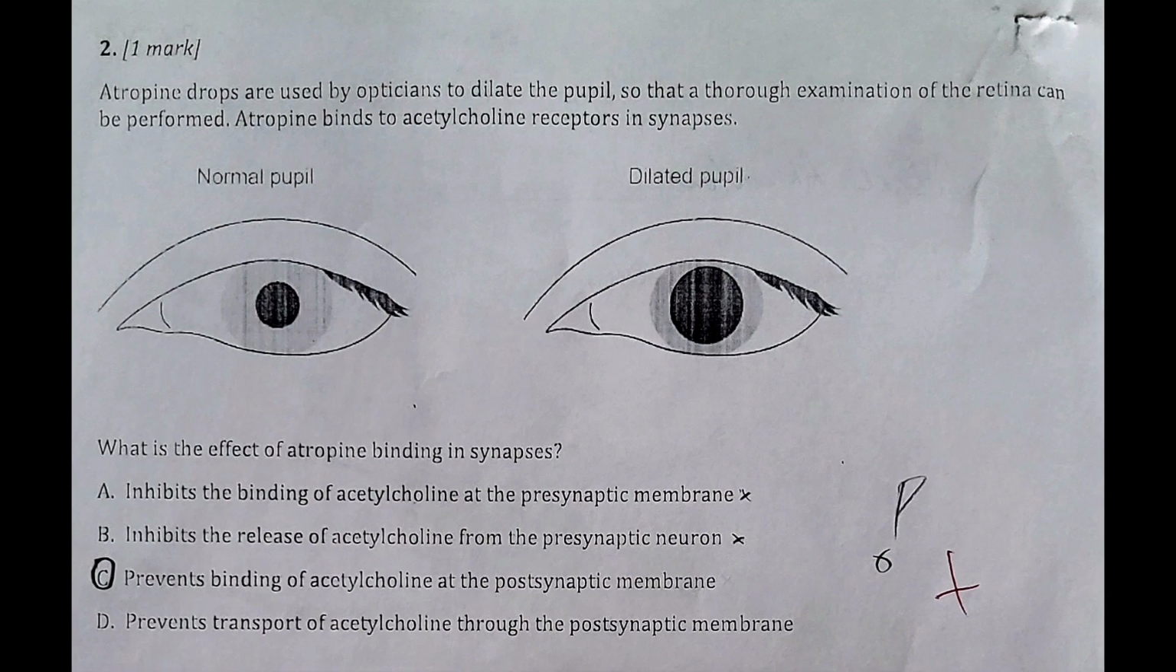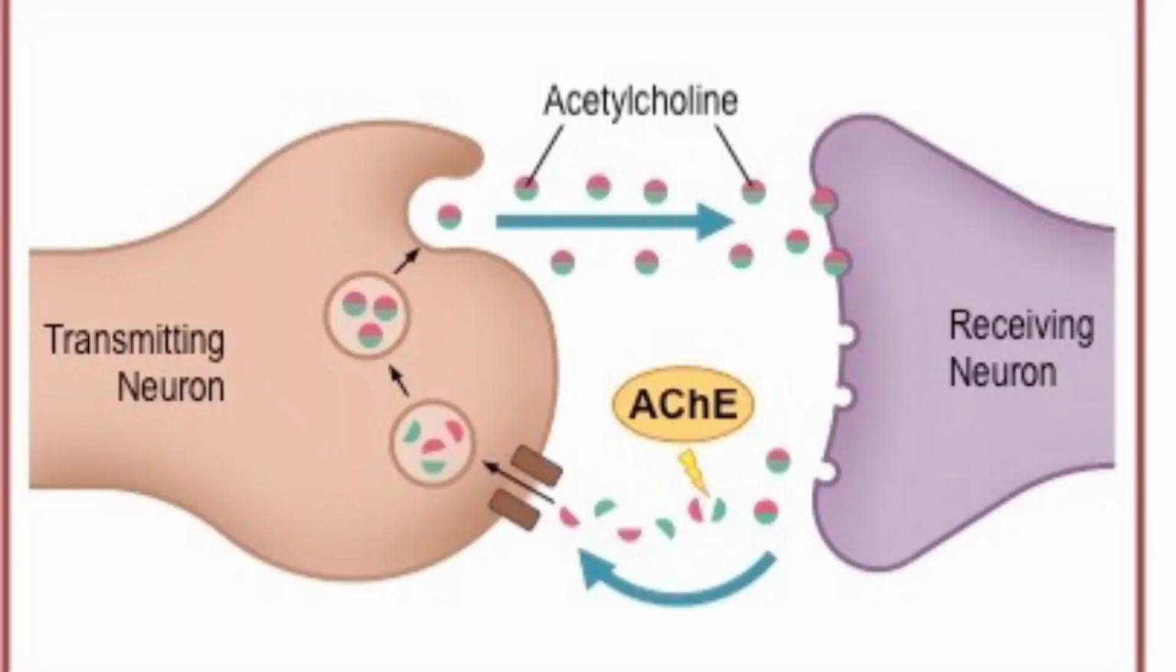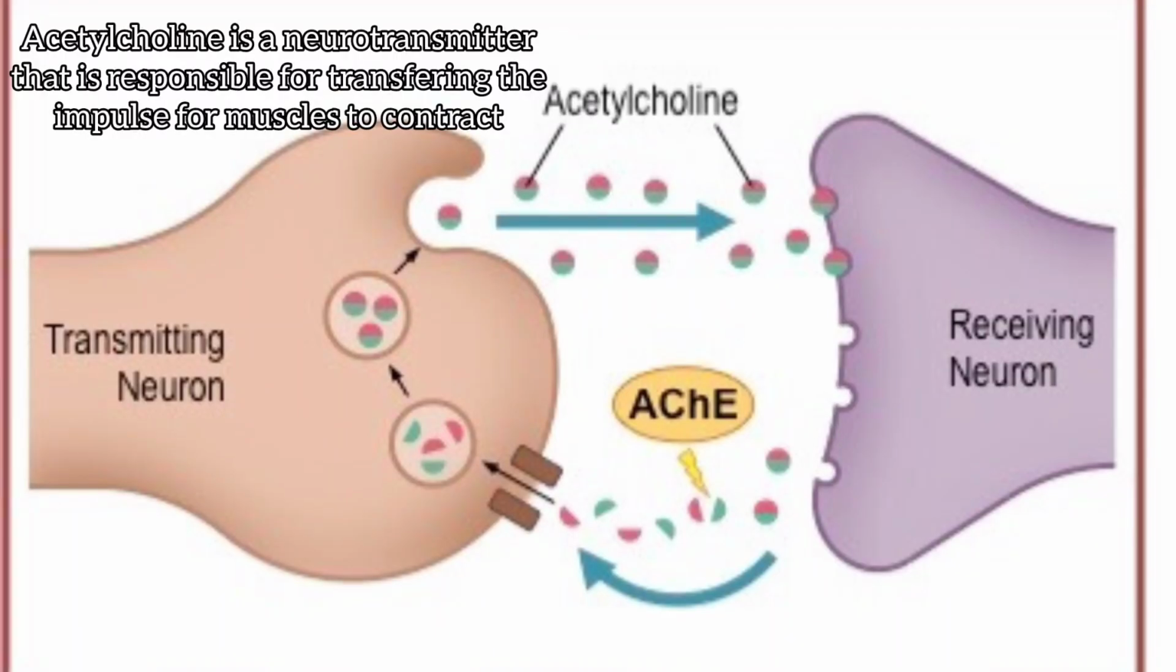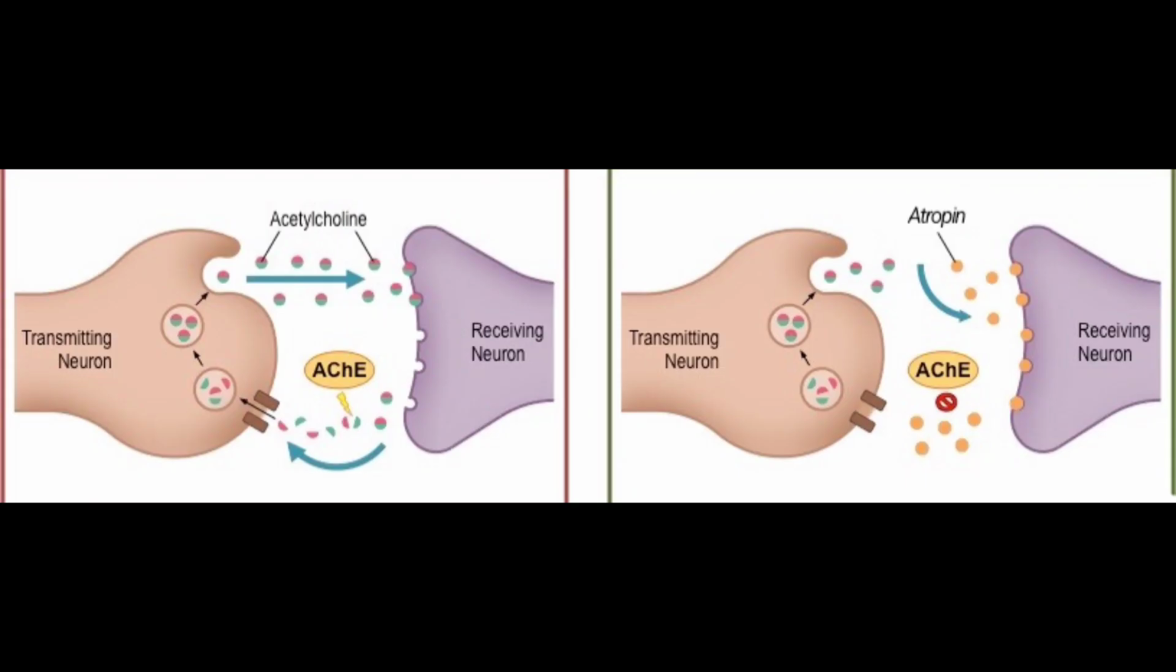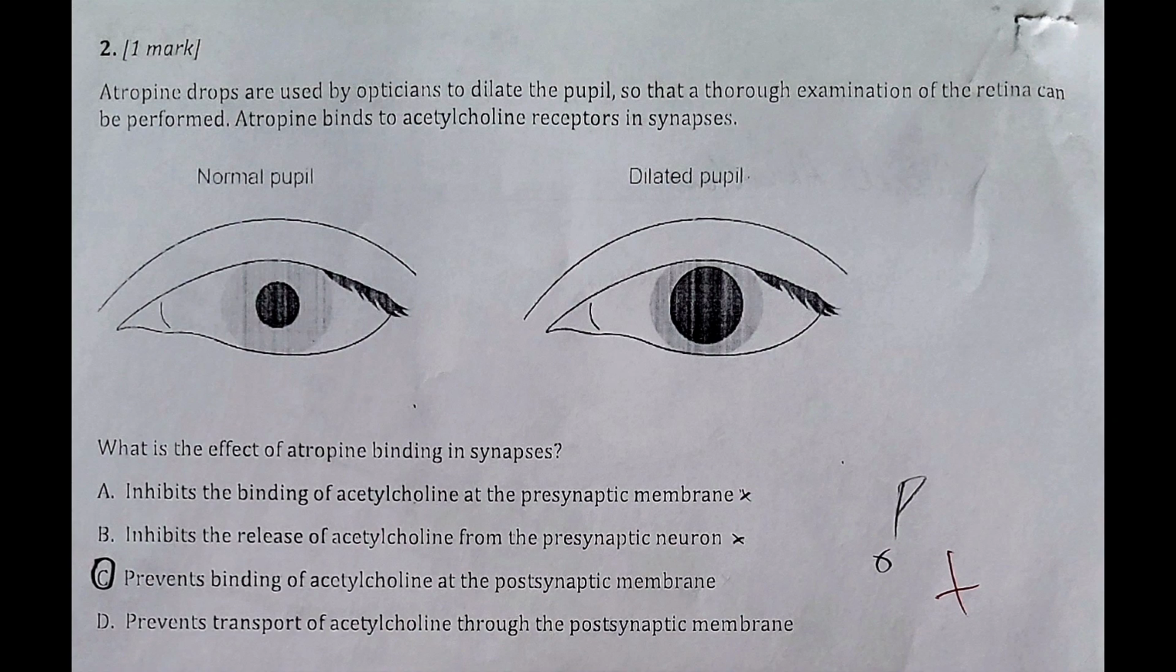The task already explains the principle of how atropine works in synapses, since, as we know, acetylcholine is a neurotransmitter that is responsible for transferring the impulse for muscle to contract. So, we can suggest that when acetylcholine receptors are blocked by atropine in synapses, it prevents the contraction of muscles that constrict the pupil and leads to pupil dilation.